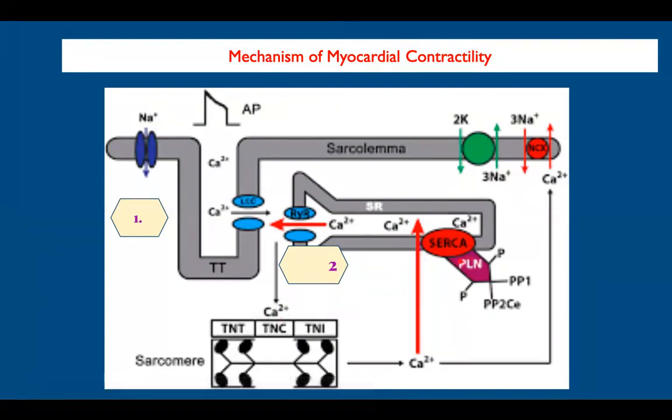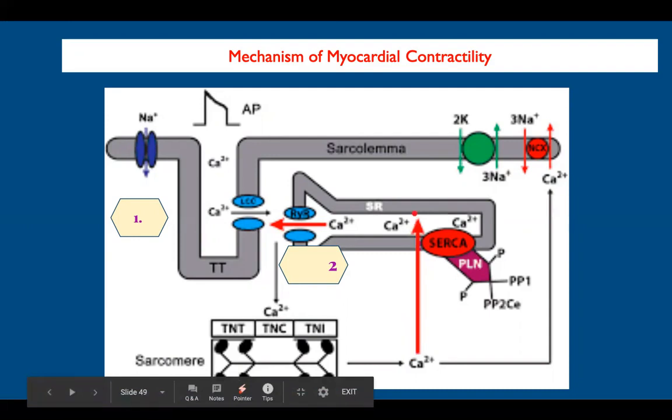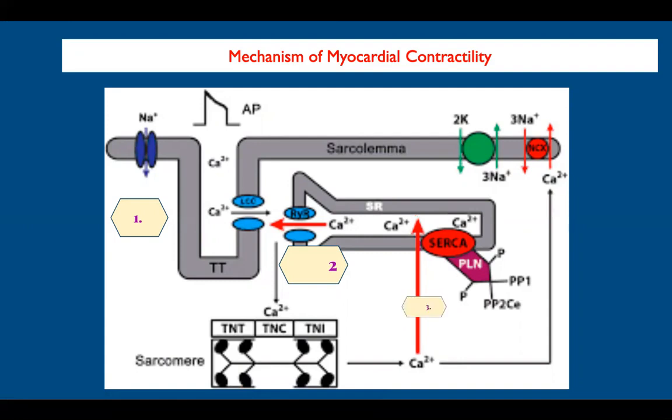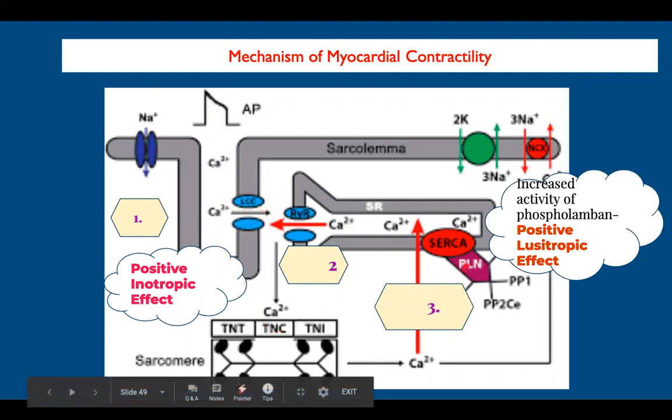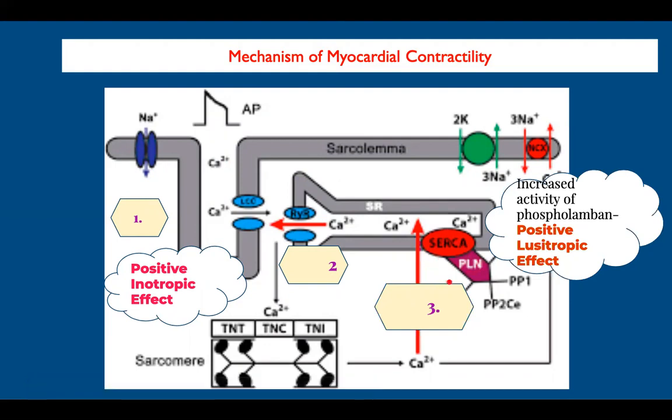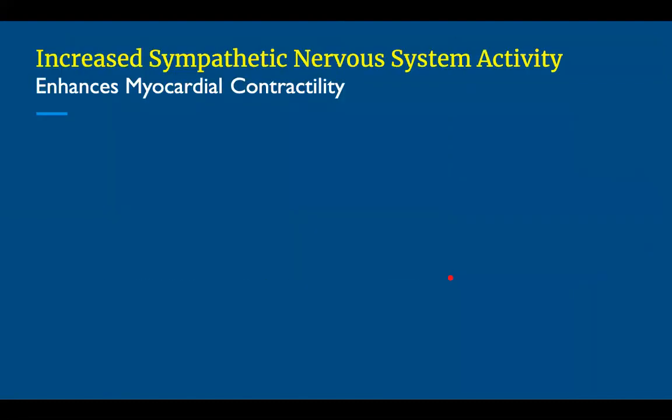Also, a molecule known as phospholamban increases the activity of SERCA, that is the sarcoplasmic endoplasmic reticulum calcium ATPase, increasing the uptake of calcium and decreasing the relaxation time. So this is the activity of phospholamban, increasing the uptake of calcium and decreasing the relaxation time. This is known as positive lusitropic effect and inotropic effect. So increased influx of calcium through the sarcolemma, increased release of calcium by the sarcoplasmic reticulum, and positive lusitropic effect by increasing activity of phospholamban will increase the myocardial contractility.